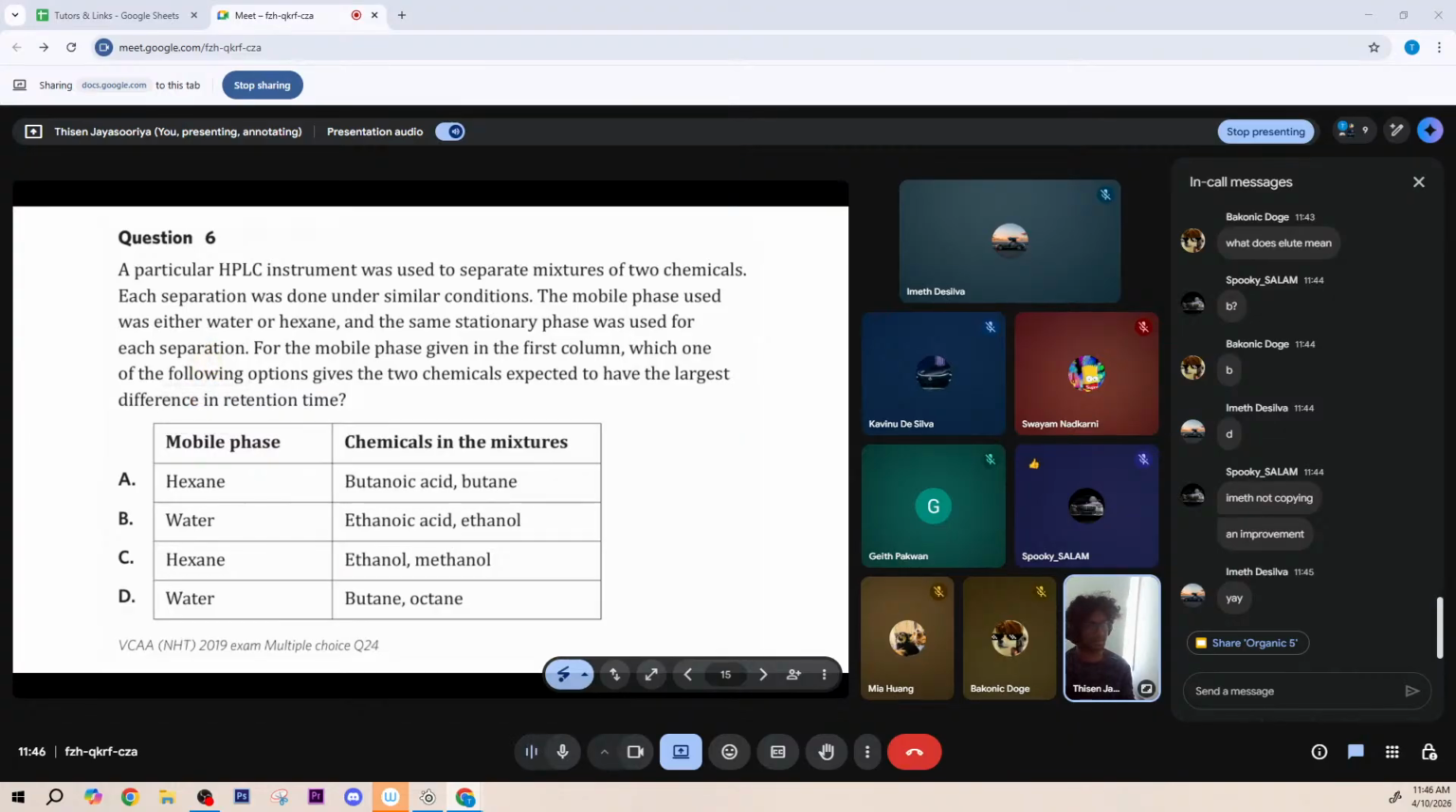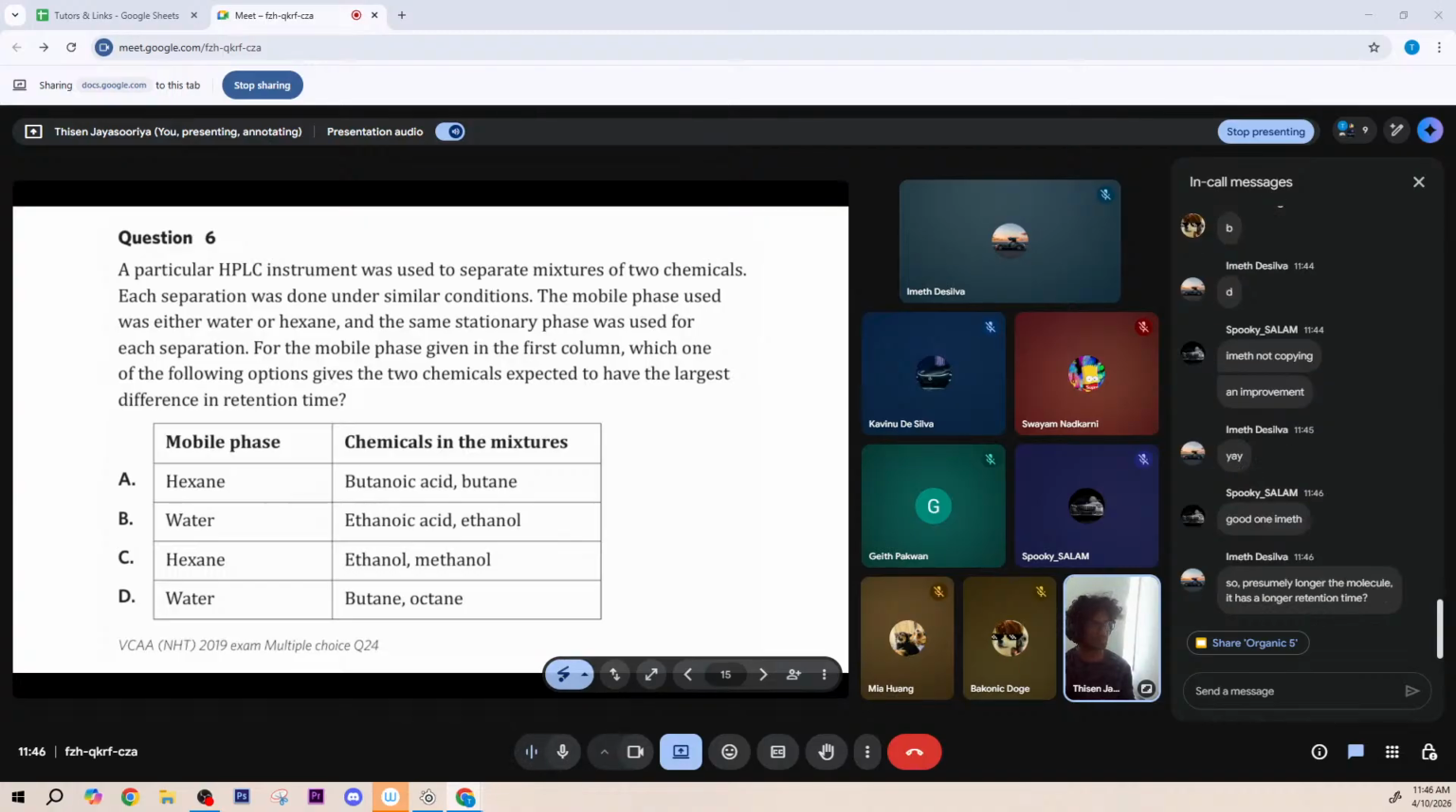So here a particular HPLC instrument was used to separate mixtures of two chemicals. Each separation was done under similar conditions. The mobile phase used was either water or hexane, and the same stationary phase was used for each separation. For the mobile phase given in the first column, which one of the following gives the two chemicals expected to have the largest difference in retention time? So which one of these would create the largest difference in retention time?